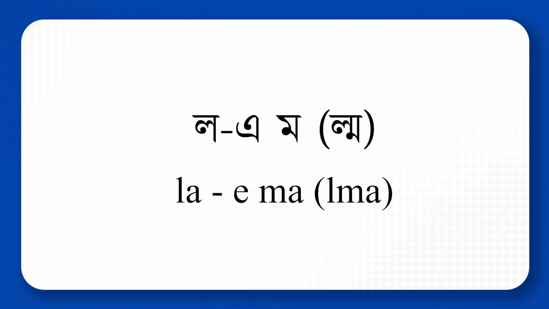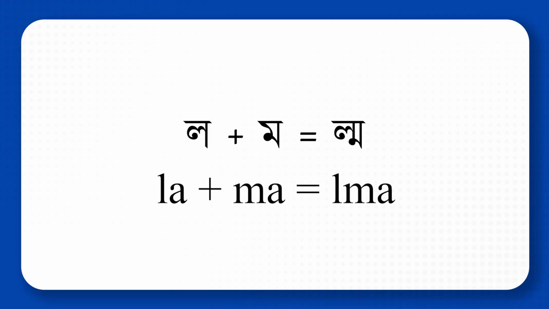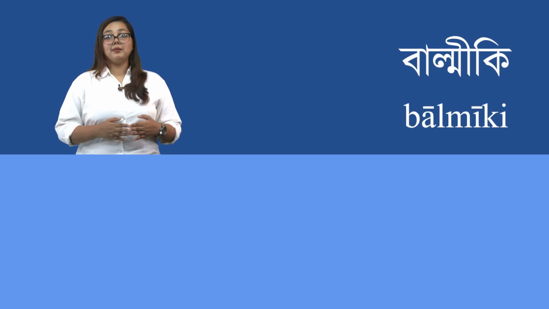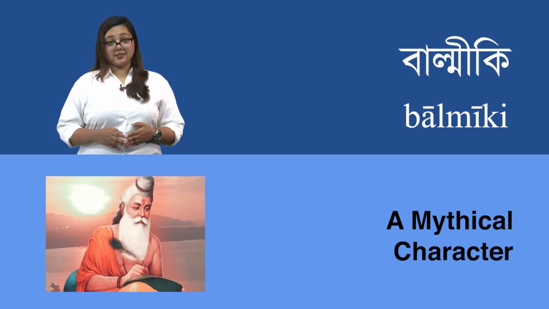Then we get the conjunct Loe Moe. Conjunct Loe Moe is formed when Banjanborno Lo and Mo comes together as a cluster. The second member changes its shape though the former retains. In words, we have Gulmo means bush and Balmiki, which is a mythical character.